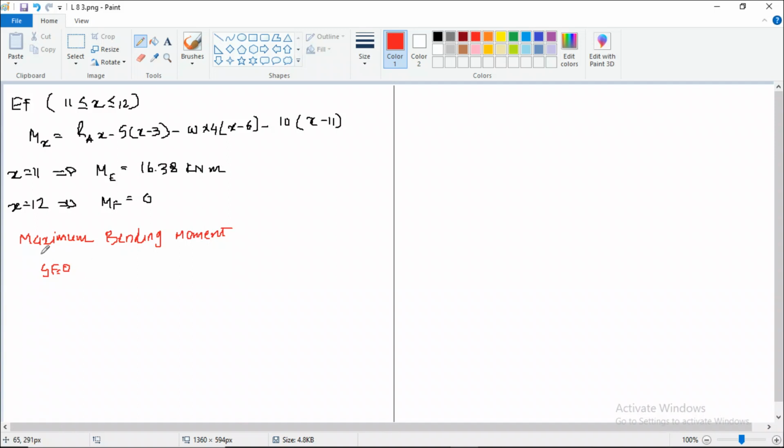Okay, now this bending moment we will consider after drawing the shear force and bending moment diagram. So let us start drawing the diagrams first. To draw the diagram, we need the problem data. So again, I'll draw the beam.